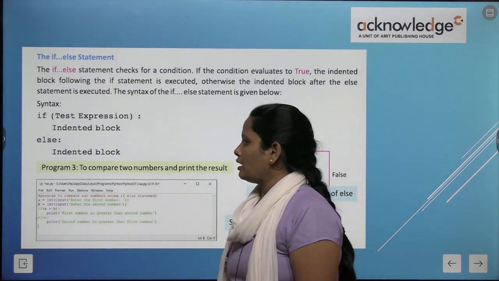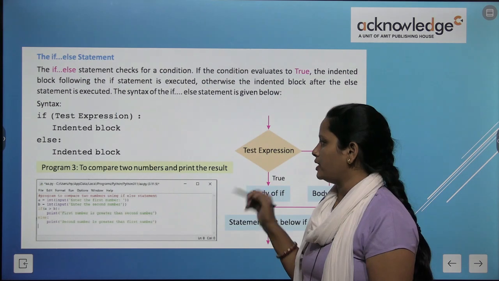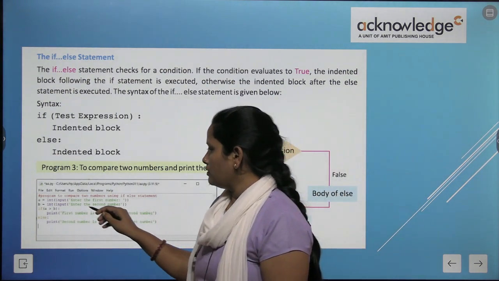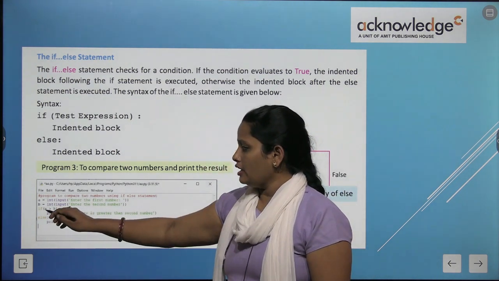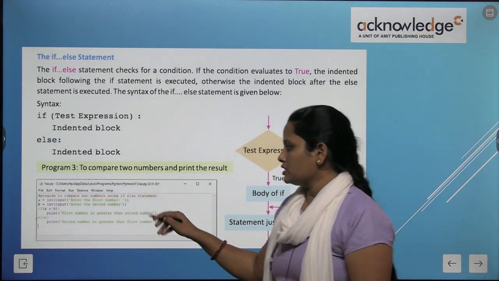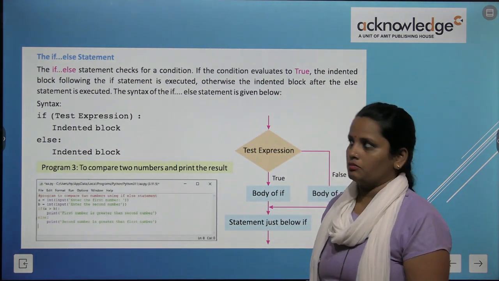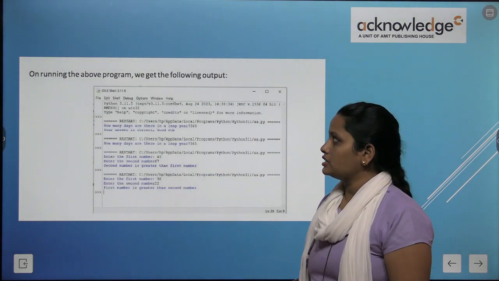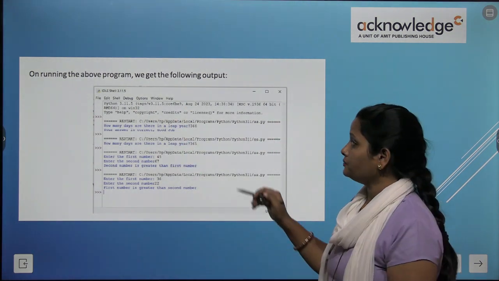Now, program 3 is a question for your better understanding: to compare two numbers and print the result. दो numbers को compare करना और result find out करना है. So here we have written the first number, then we have written the second number, and if हमने condition लगाया है A is greater than B, first number is greater than second number, and else है second number is greater than first number. तो हमने दो condition यहाँ पे लगाए if and else. So what is the result? On running the above program, we get the following result.